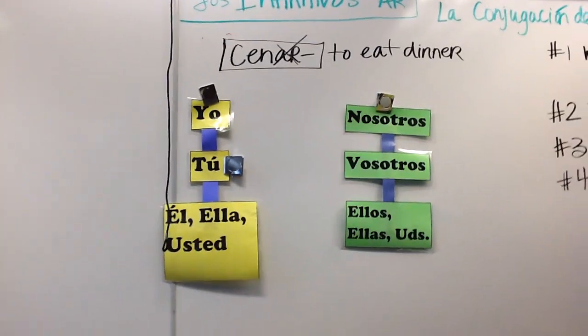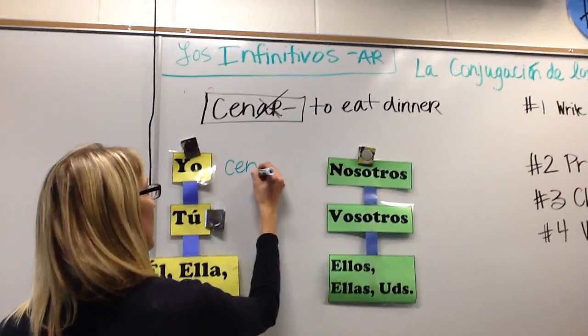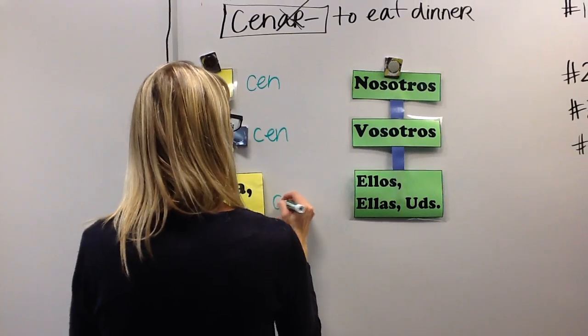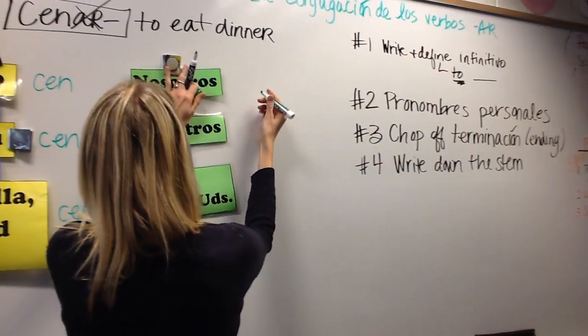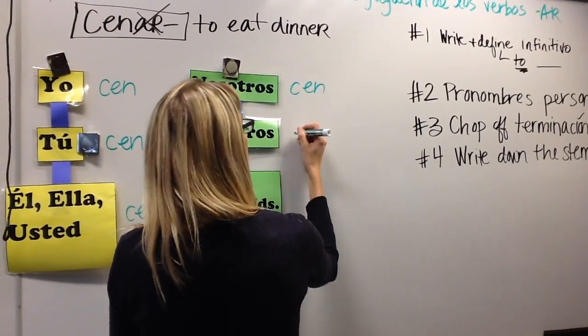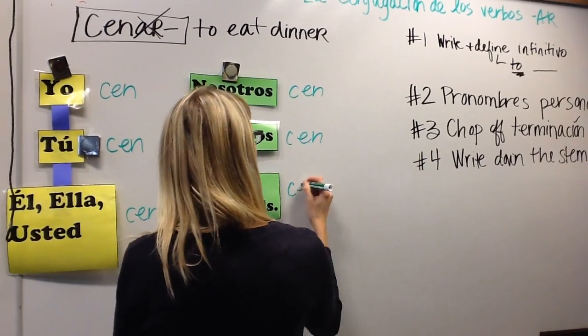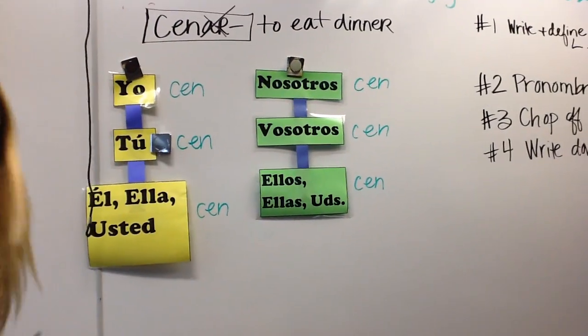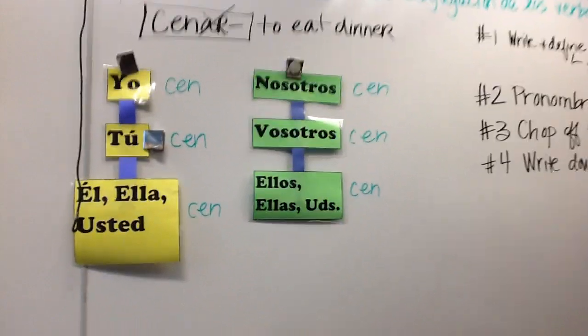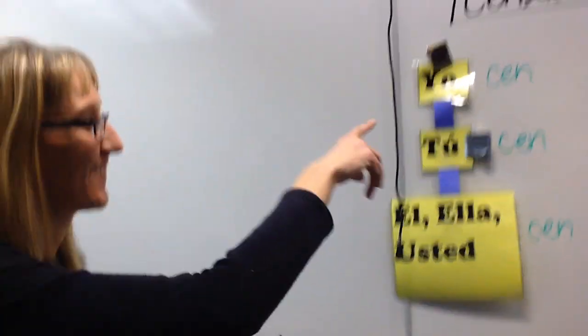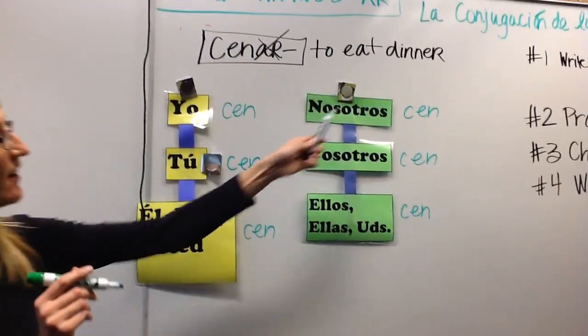So here we go. Cen. C-E-N. C-E-N. Okay. Is there a mark for this? No. Oh, cen, yeah. So you write down all of the forms.